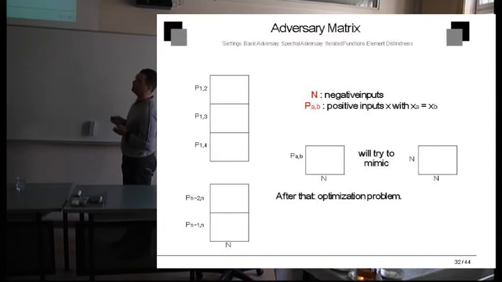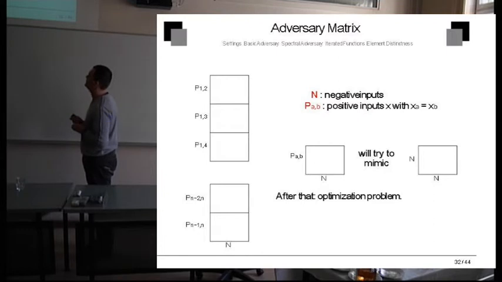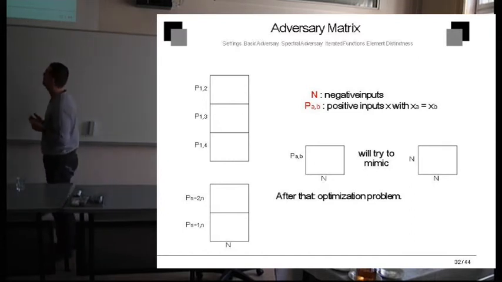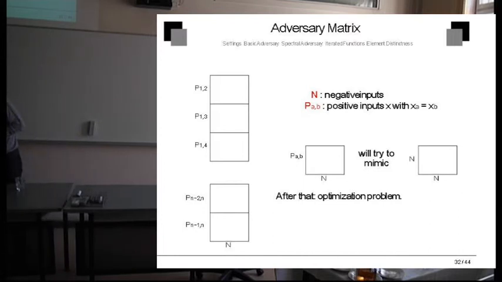So we cannot, of course, mimic it perfectly, but the idea is to try to mimic it to such a good extent as is possible. And after I describe how this mimicking works, I'll reduce this to another combinatorial optimization problem that is of a different flavor than that for the basic adversary.